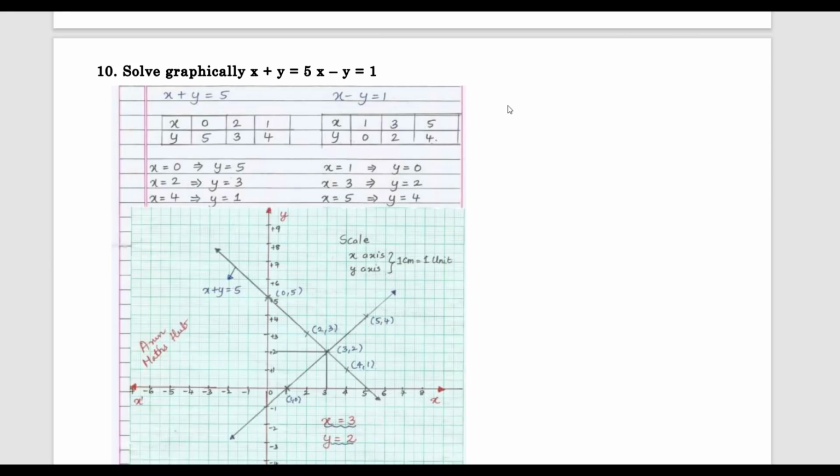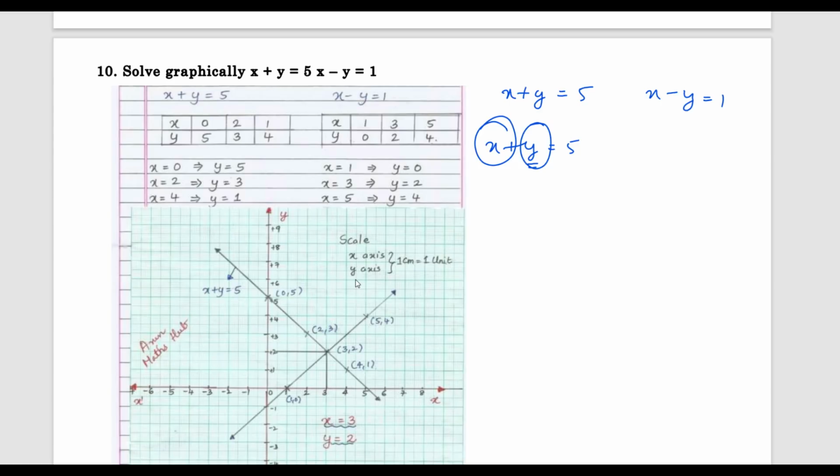They'll give a pair of linear equations. Here the given question is x plus y equals 5 and x minus y equals 1. For the first line, x plus y equals 5, assume the value of x and find the value of y, or assume the value of y and find the value of x. Substitute any values but less than 6 or 7, because if you get a higher value, we cannot plot it and the scale has to be increased. So assume the lower value.